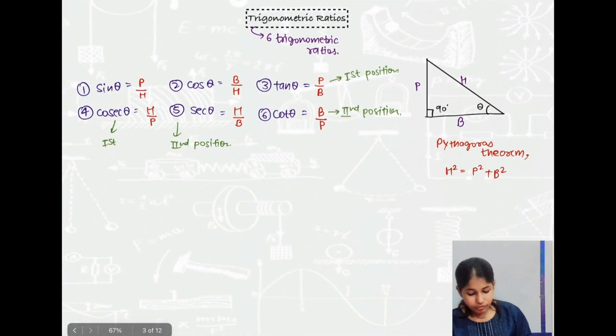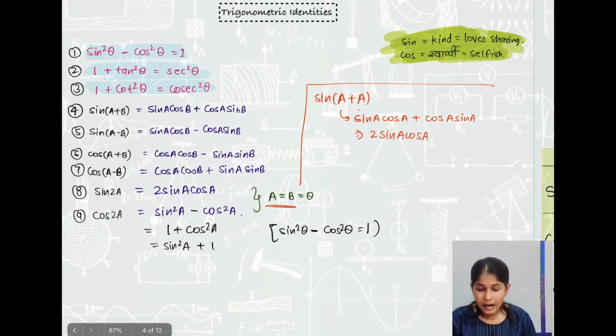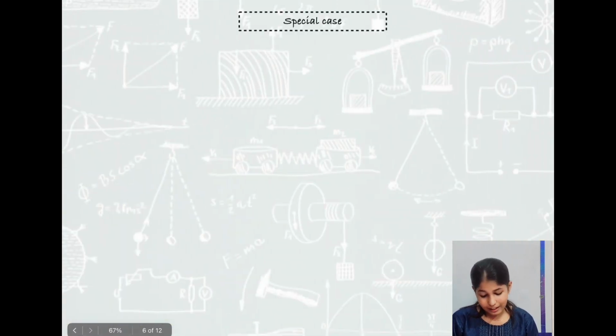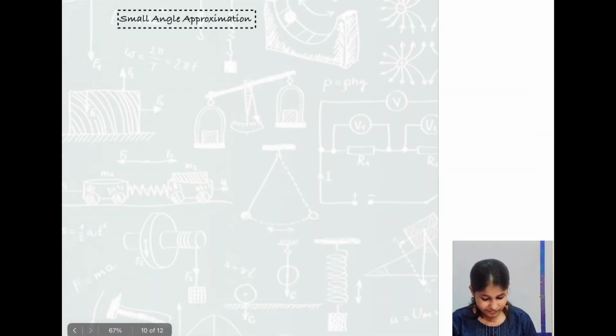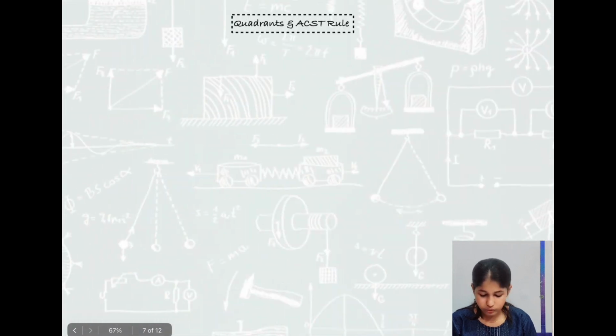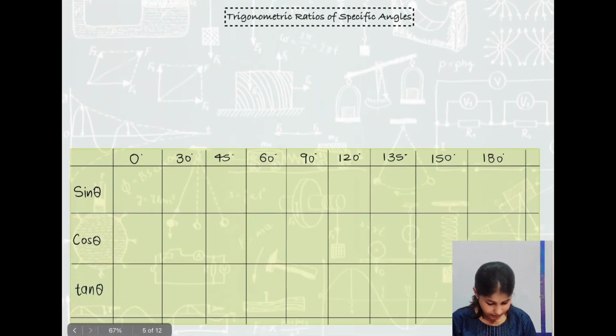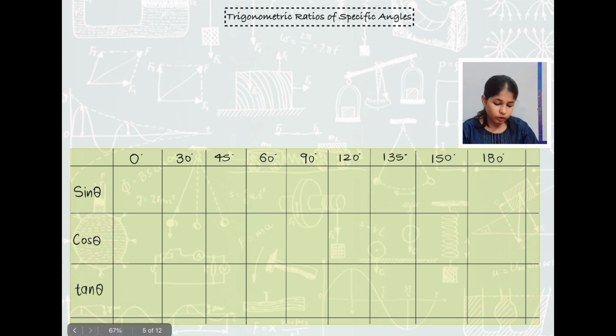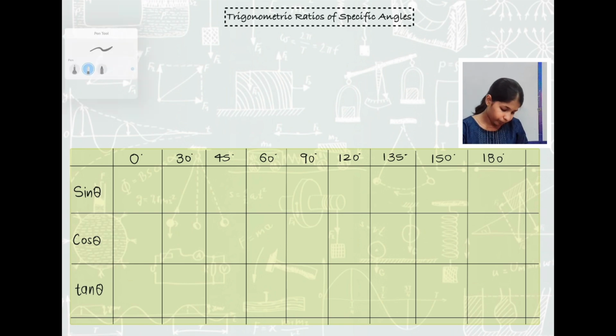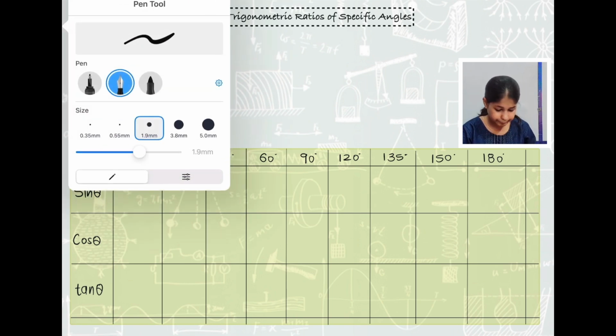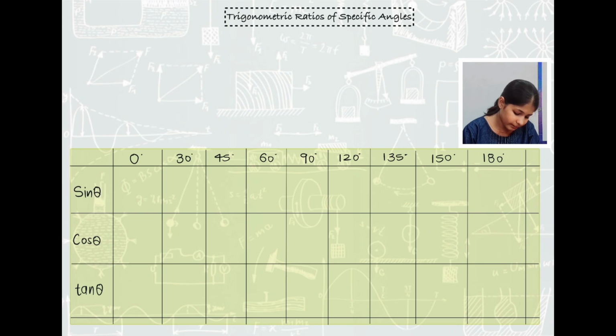In this way, we have completed our angles, trigonometric ratios, trigonometric identities. Not last. We have a lot of slides now. So, trigonometric ratios of specific angles. But before these things, I'm going to tell you an important thing. Do you know what are the different properties of an image?